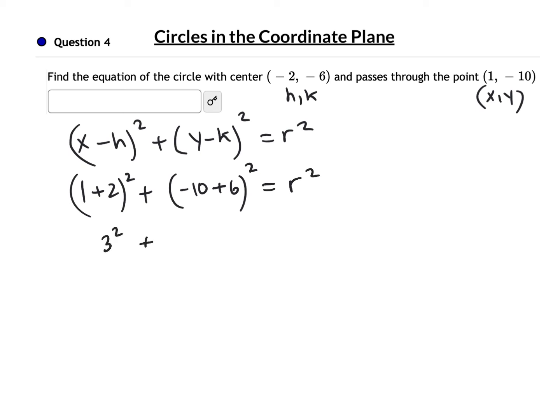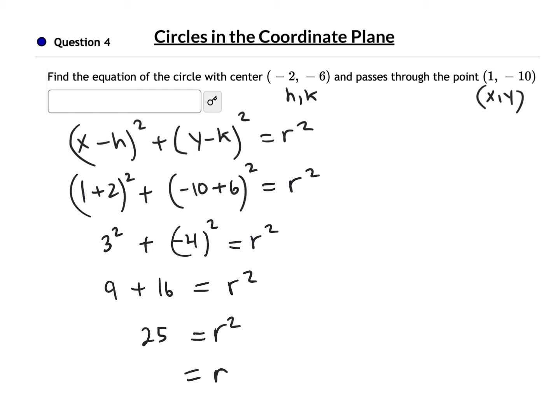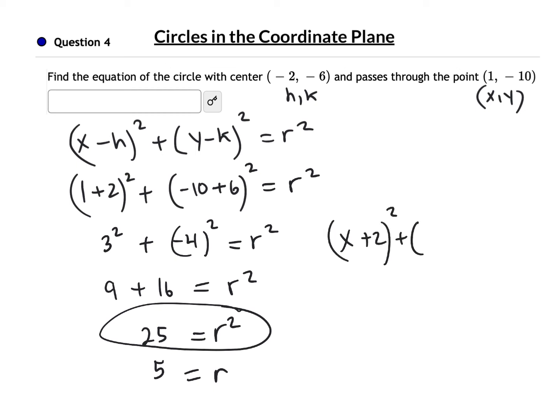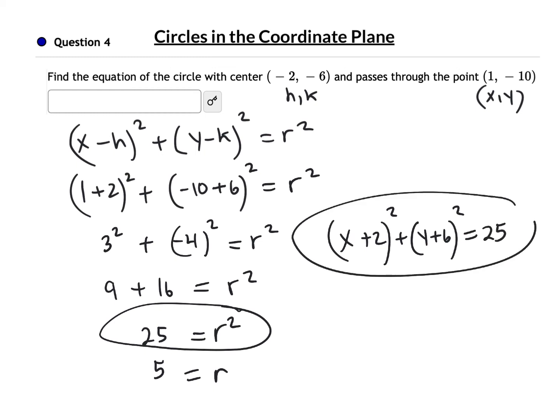And we have 3 squared plus negative 4 squared. That is 9 plus 16 equals r squared. 25 is r squared, so r is 5. R squared is what we need for an equation, though. X minus h, which is minus negative 2 or plus 2 squared. Y minus k, y minus negative 6 or y plus 6 squared equals r squared, which is 25. And there's my equation.